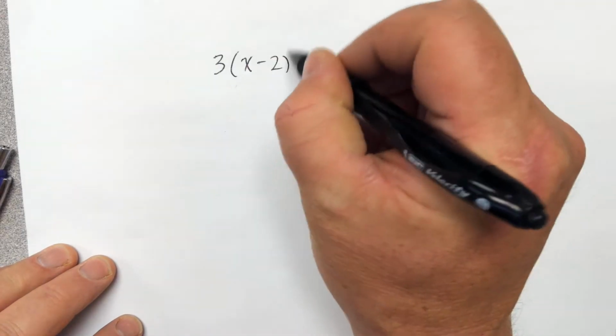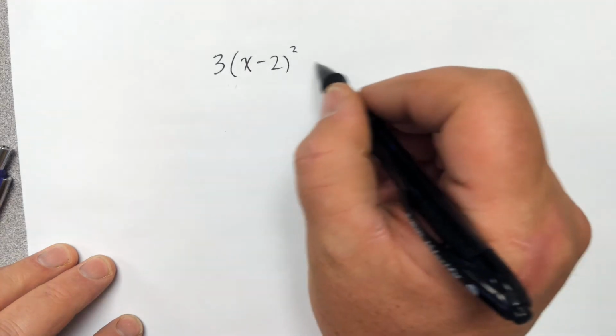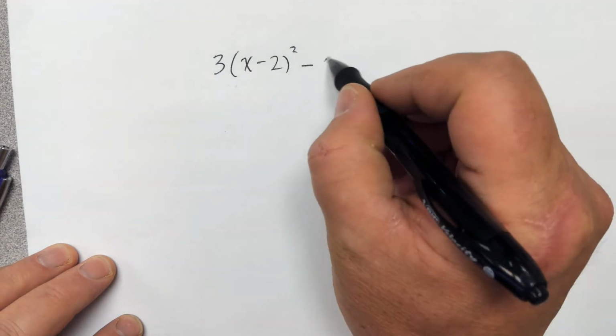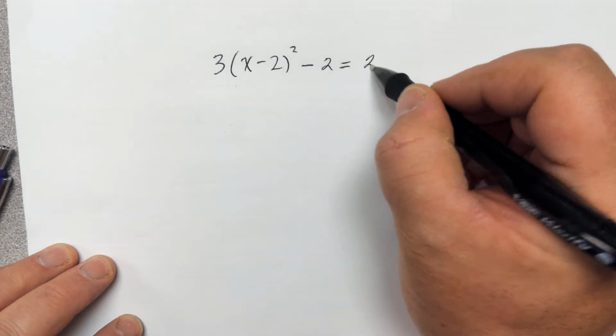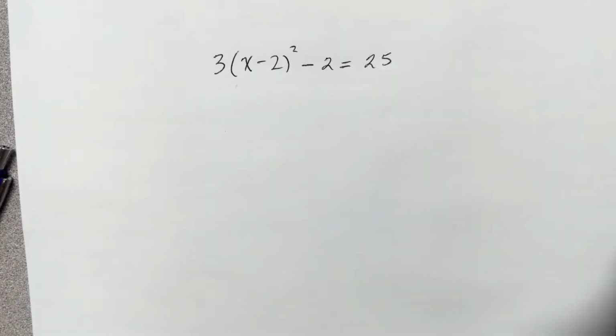Minus 2 squared, and then a number here, right? 25? Oh boy. Oh boy. This one's ugly.